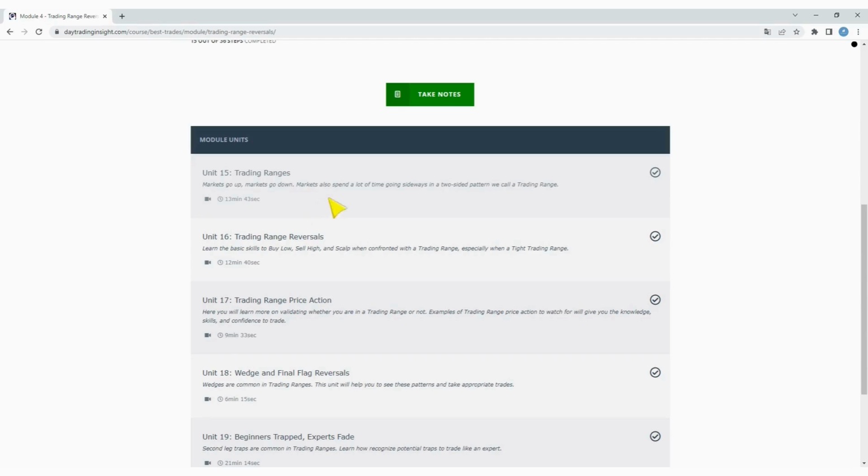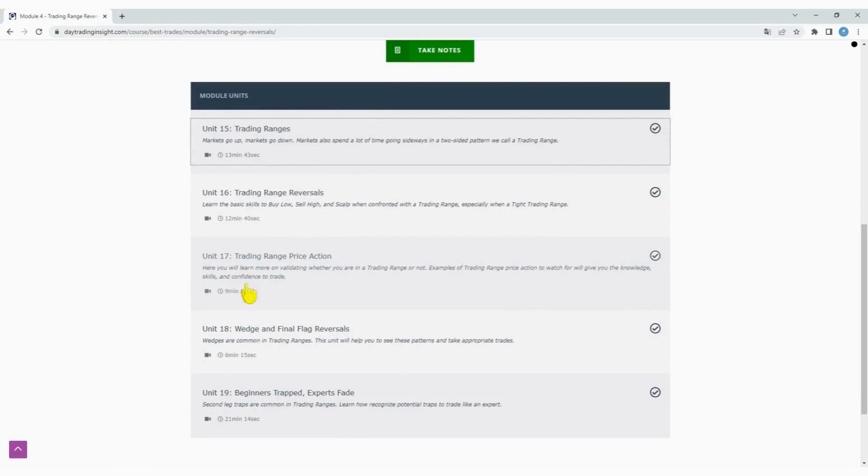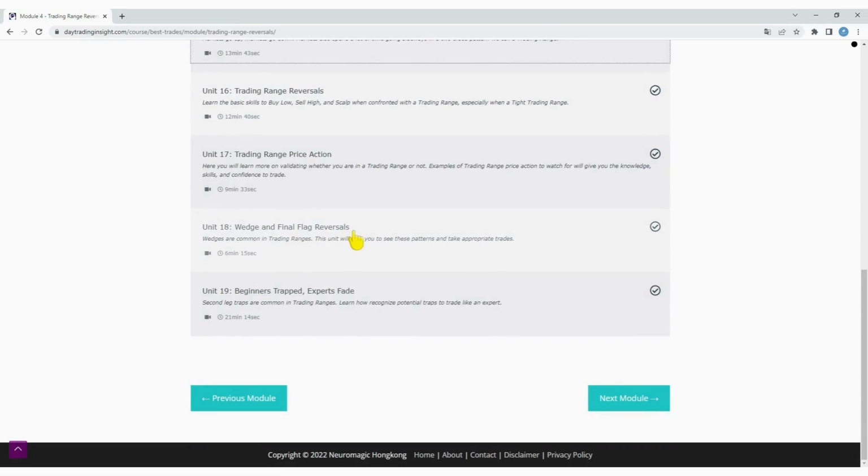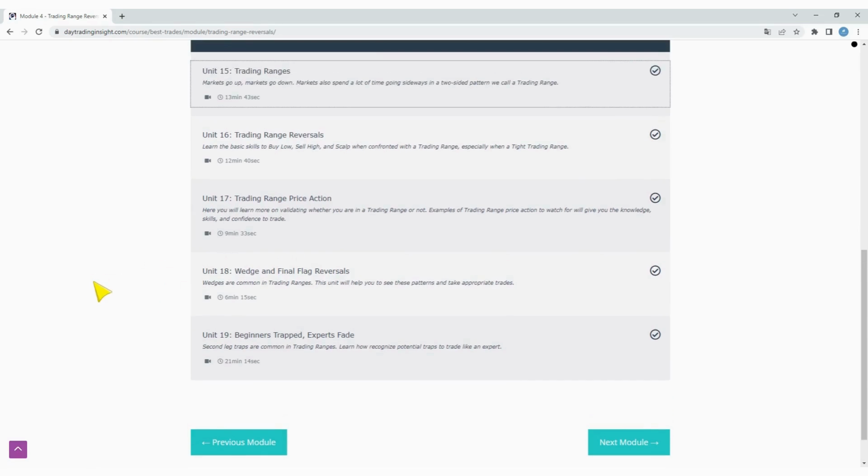Markets go up, markets go down. Markets all spend a lot of time going sideways, and two-sided patterns we call trading ranges. And you learn about trading range reversals. So learn the basics to buy low, sell high, and scalp when confronted with a trading range, especially with a tight trading range. You'll also learn about trading range price action, wedge and final flag reversals, and beginner traps and experts fade. And I'll just play a short clip of this module.